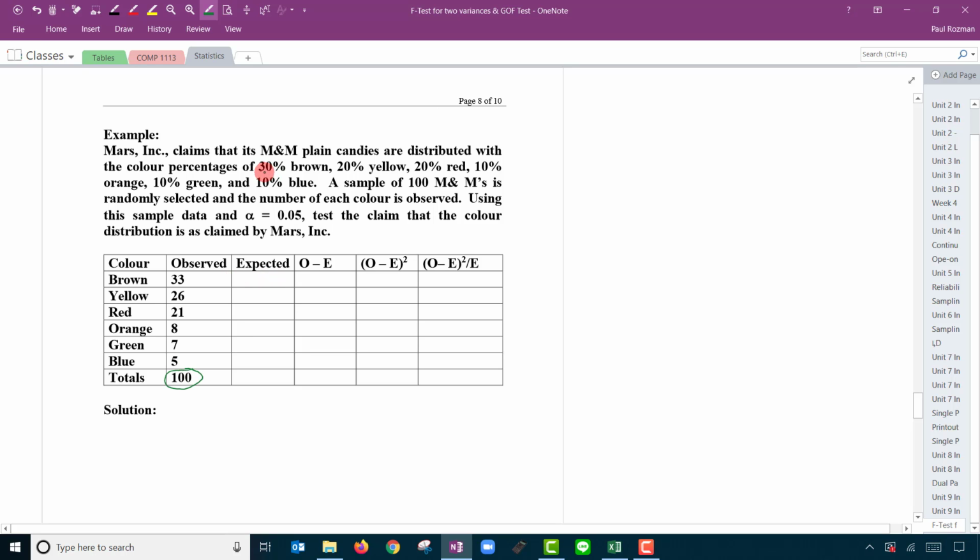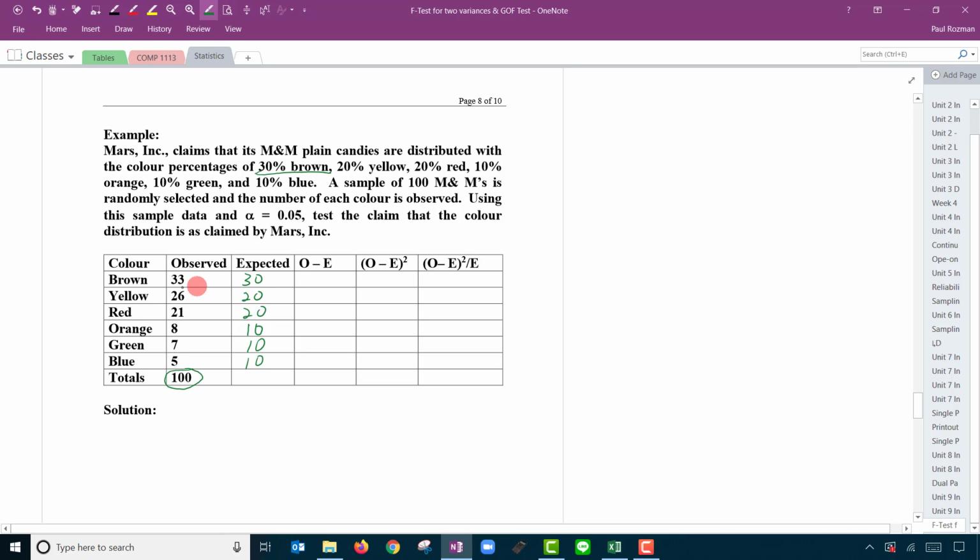If 30% of these things are brown and I have 100 of them, then I expect our frequency to be 30 there. Or if 20% are yellow, I expect 20, and 20% are red, and 10% are orange, and 10% are green, and 10% are blue.